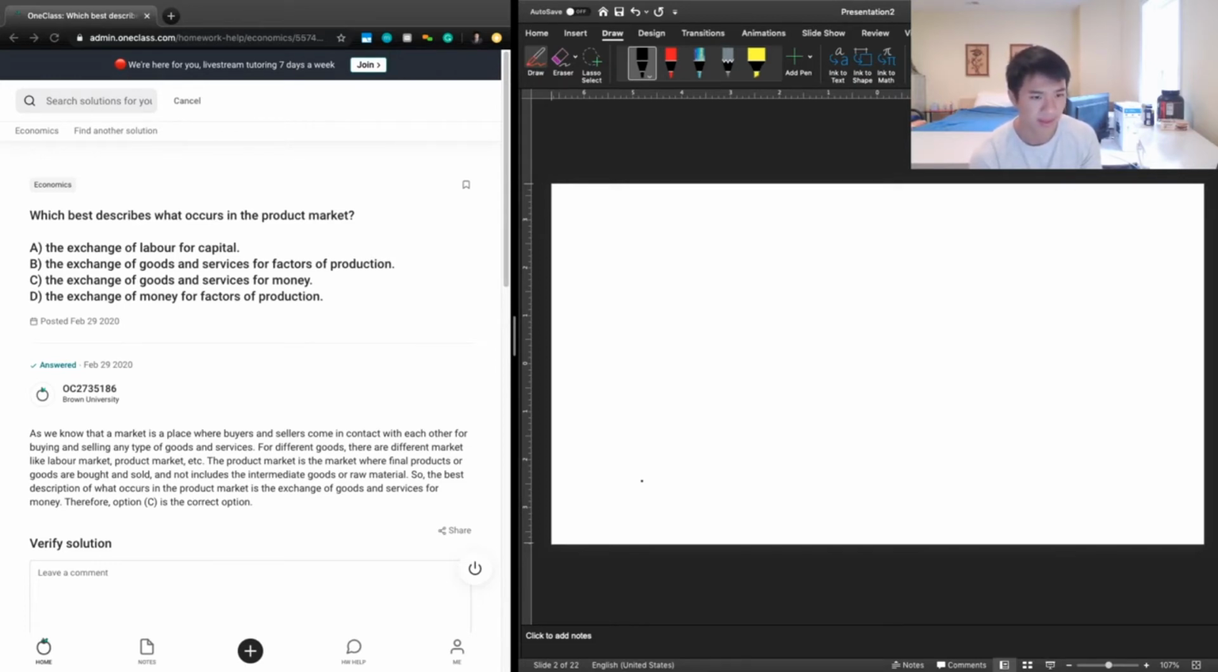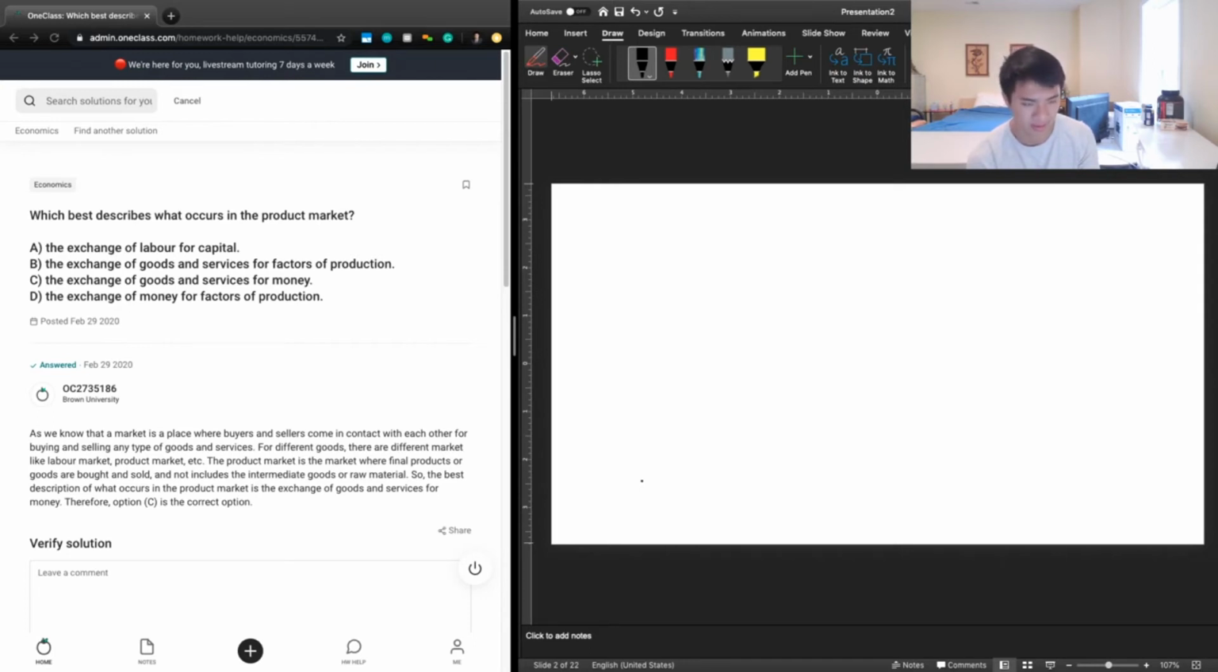C says the exchange of goods and services for money. That does seem to be about the same definition as what we're looking at. The only thing that would make it better is if it said the exchange of final goods and services for money. But we can take a look at the other ones.